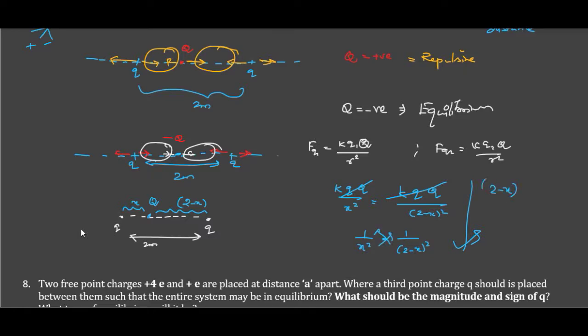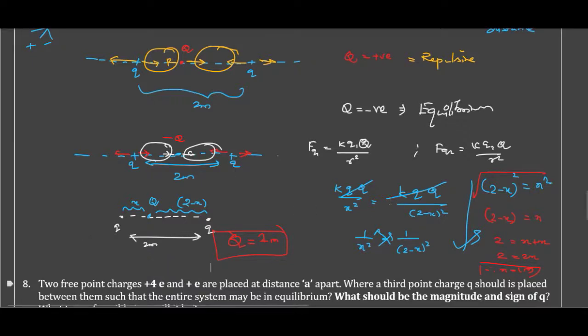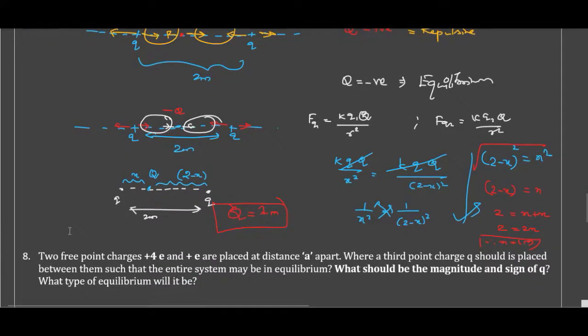So 2 minus x whole square is equal to x square. We can easily simplify, or we can go for the square root. If I take the square root, 2 minus x is equal to x. So 2 is equal to x plus x. 2 is equal to 2x. Therefore x is equal to 1 meter. So if q is placed at 1 meter distance between the two charges, the system will be under equilibrium. That means we have to place this charge at the midpoint of these two charges.